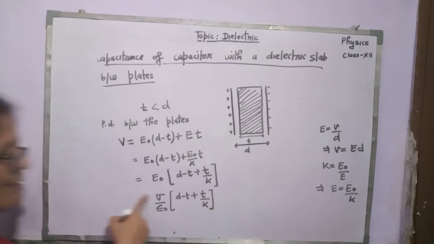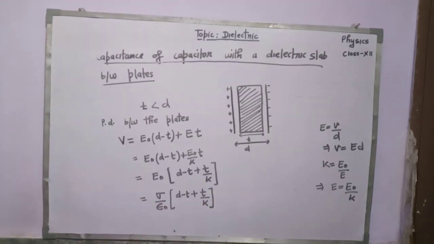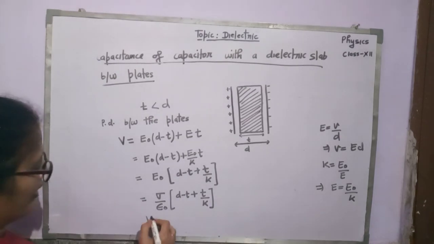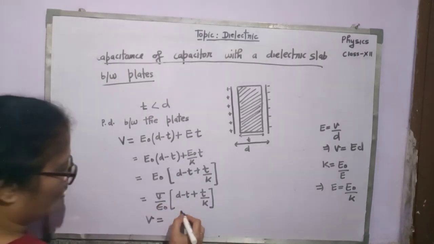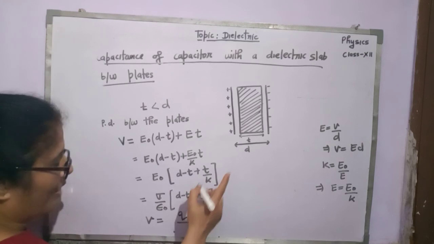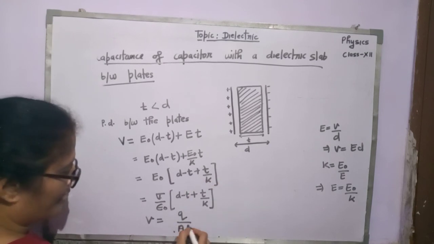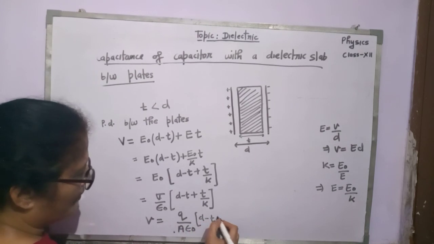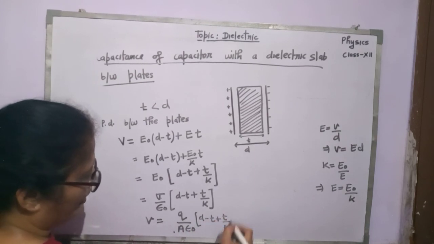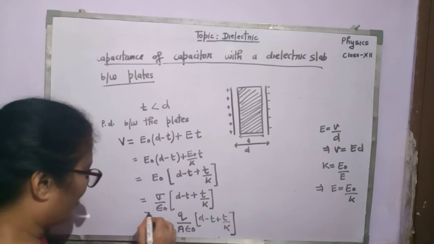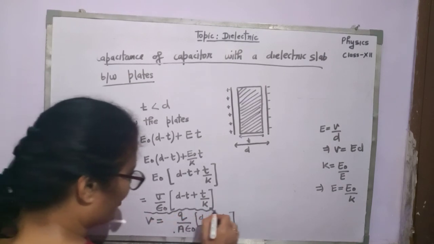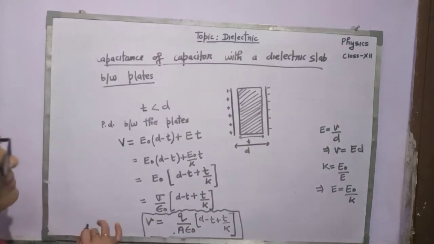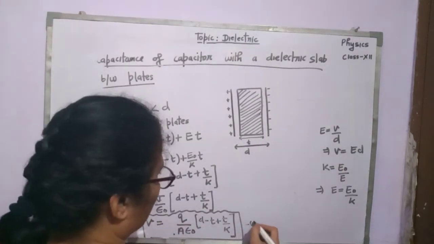And what is sigma? Sigma is the surface charge density, charge divided by area. Therefore, we can write here charge, that is your Q, divided by area of the plates, that is A, epsilon naught within bracket d minus t plus t upon K. This is the value of the potential difference which exists between the plates. This is your first equation.